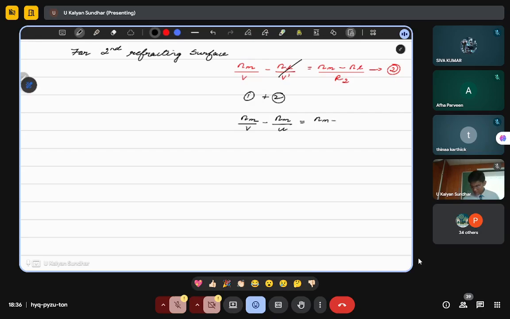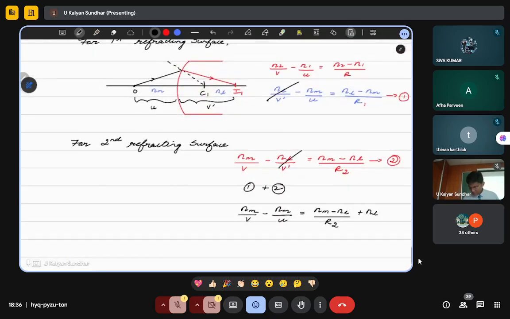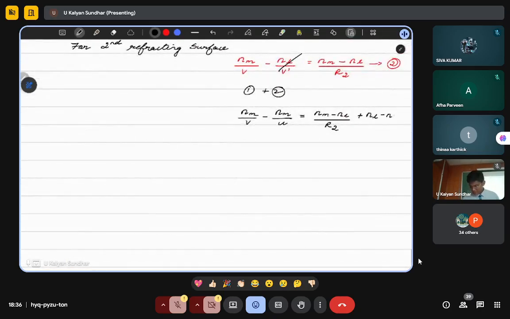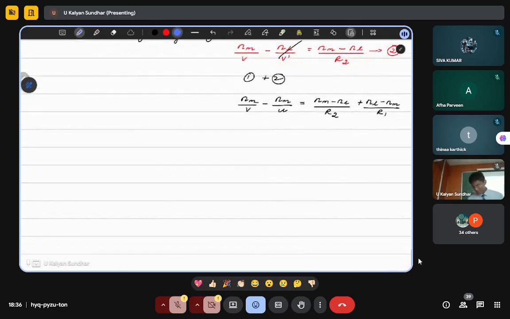So Nm minus Nl by R1 plus R2 plus Nl minus Nm by R. So by again rearranging the value, all the Nm will be taken to one side, and you will be writing it as Nm, which is of 1 by V minus 1 by U, will be equal to N. L minus M common taken out, I can write it as 1 by R1 minus 1 by R.